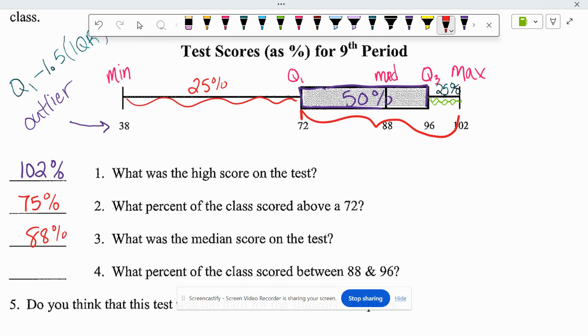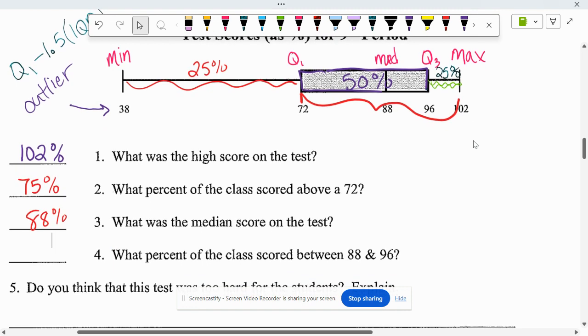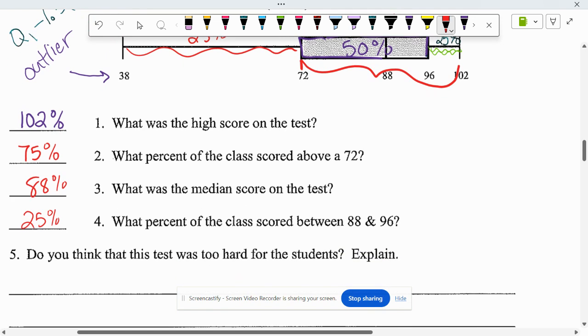Not here. Johnson's not here. Delilah, what percent of the class scored between 88 and 96%? 25%. Good job. Last question. I'm going to give this to Kimber. Do you think that the test was too hard for students? Explain.